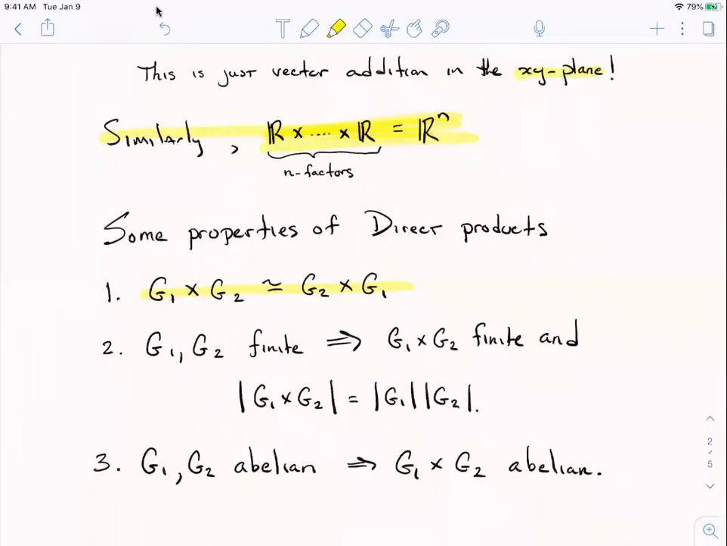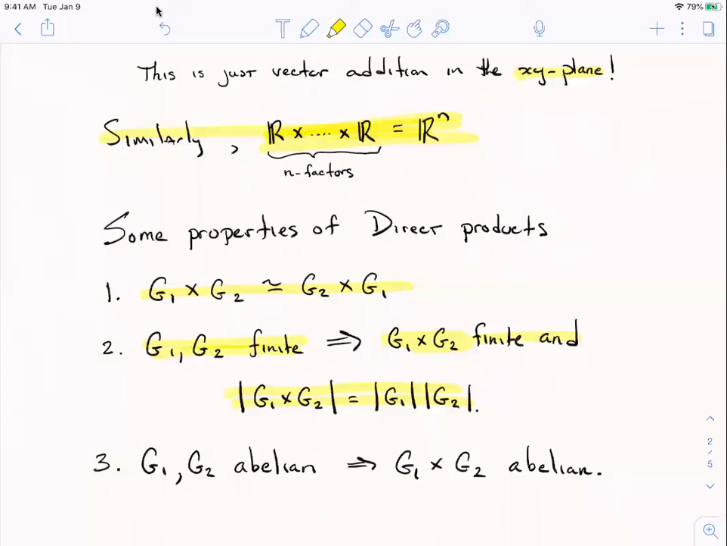A second one, if both G1 and G2 are finite, then so is the direct product. And in fact, there's a very nice formula for its order. The order of the product is the product of the orders. Sounds kind of nice. So if you take a group with 5 elements and you take its direct product with a group with 10 elements, then you're going to get a group with 50 elements in it. They multiply. It's going to be one of your exercises.